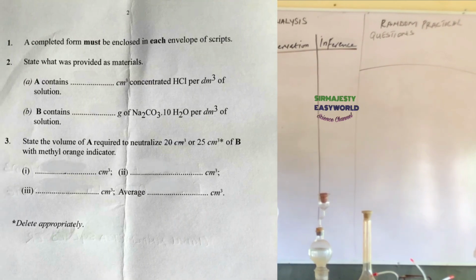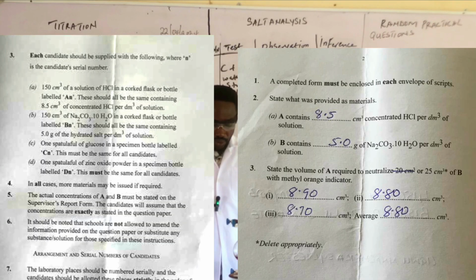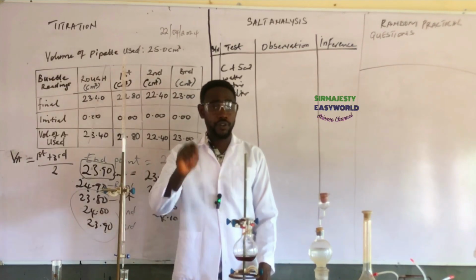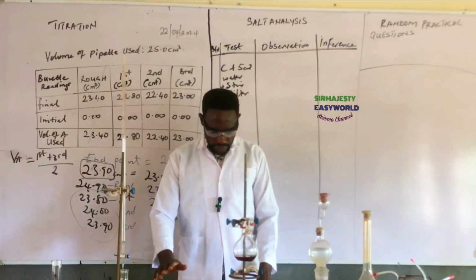You now go exactly to that report, the instruction paper, and copy what was there. Just tell them exactly what they stated. A contains 8.5 cm cube concentrated HCl per dm cube of solution. If the instruction said 8.5, don't change it, don't correct it for them. B contains 5.0 grams of sodium trioxocarbonate(IV) decahydrate per dm cube of solution. Okay, so that is it for the teachers.